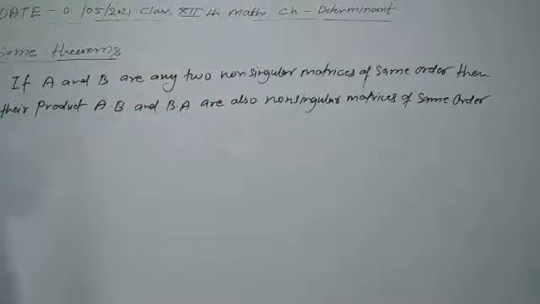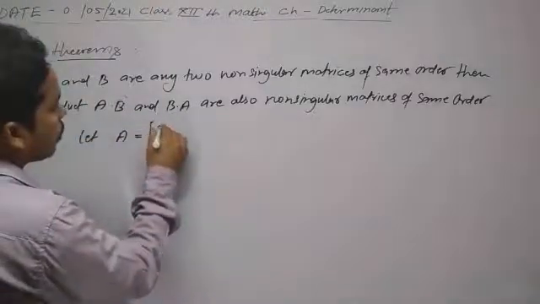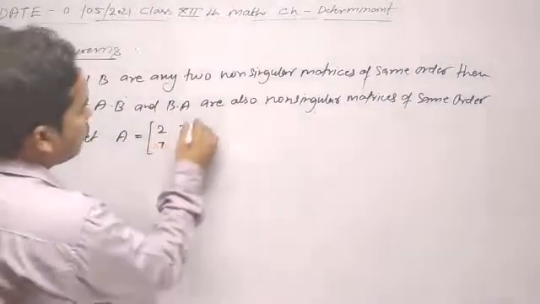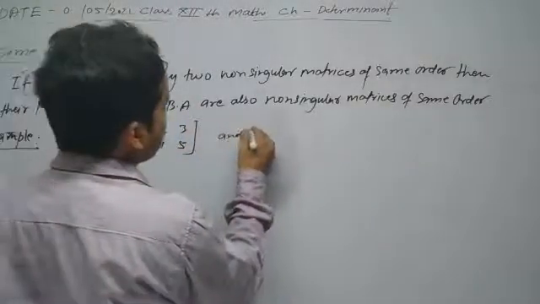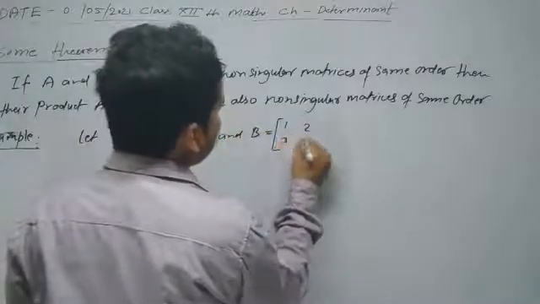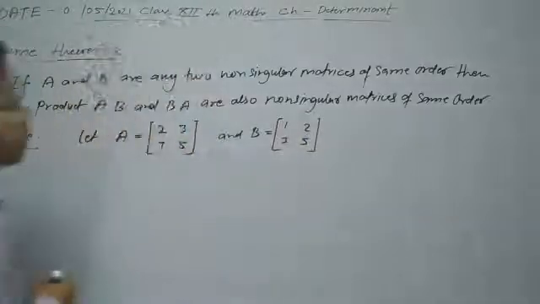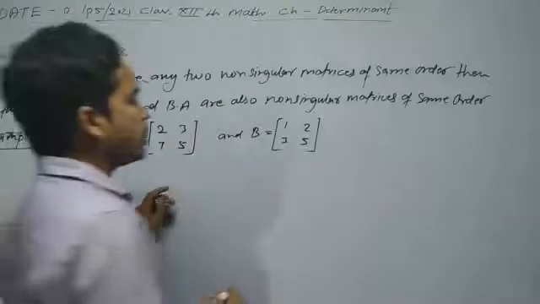So see with the help of an example. Let A be the matrix 2 3 7 5 and B be the matrix 1 2 3 5. Both are non-singular matrices, because when you calculate their determinants, the result will not be 0.